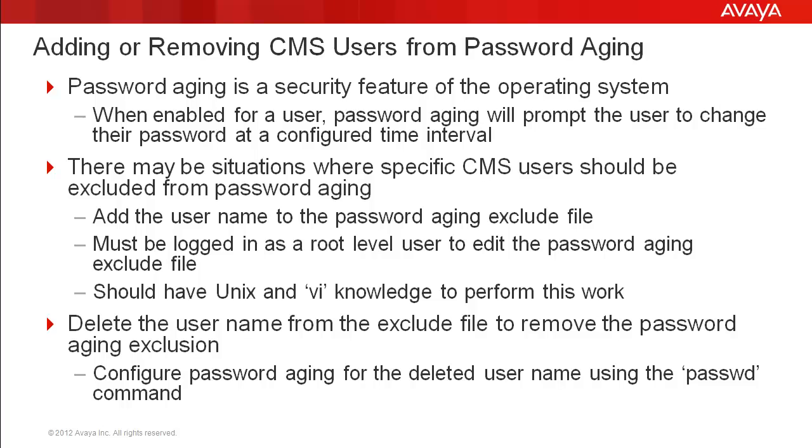When password aging is enabled for a user, that user will be prompted to change their password periodically at a configured time interval. However, there may be situations where specific CMS users should be excluded from password aging. One example is a username that is used by an Avaya Professional Services or other vendor's application to access CMS. To make a username exempt from password aging, it needs to be added to the password aging exclude file. I will demonstrate how to do this later in the video.